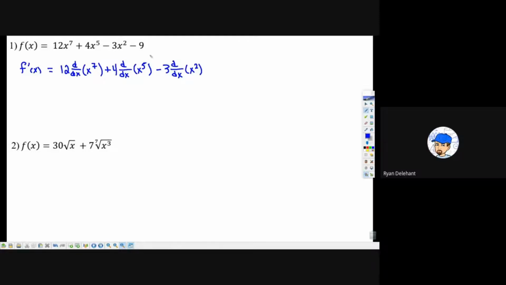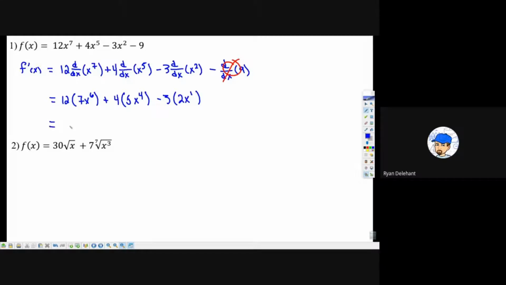Now, there's no x with this one, so we need to remember this. We do need to take the derivative of the 9 here. But what happens when we take the derivative of 9? Derivatives of all constants are 0, so that constant actually isn't going to matter. It's going to disappear. So let's work through this. We're going to have 12 times 7 comes down, 7 minus 1 is 6, plus 4 times 5 comes down, minus 1 from the 5, and we get 4. Then 3, the 2 comes down, we get 1 right here. And remember, this turned into 0, so it's going to disappear.